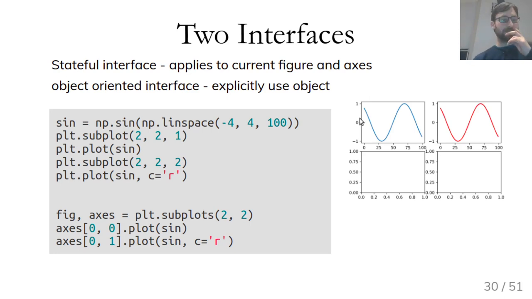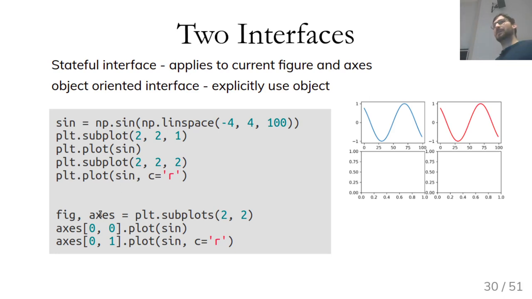The interface that is much more explicit is the object-oriented interface, where basically we have axis objects, and actually this axis here is a 2x2 NumPy array of axis objects, and I can index into it, and then I can get out the single axis, and I call the plot command on the axis. So here there is no hidden state, and I say explicitly, what is the axis I want to plot on? So these two codes are equivalent ways, only they use very different interfaces in a sense.